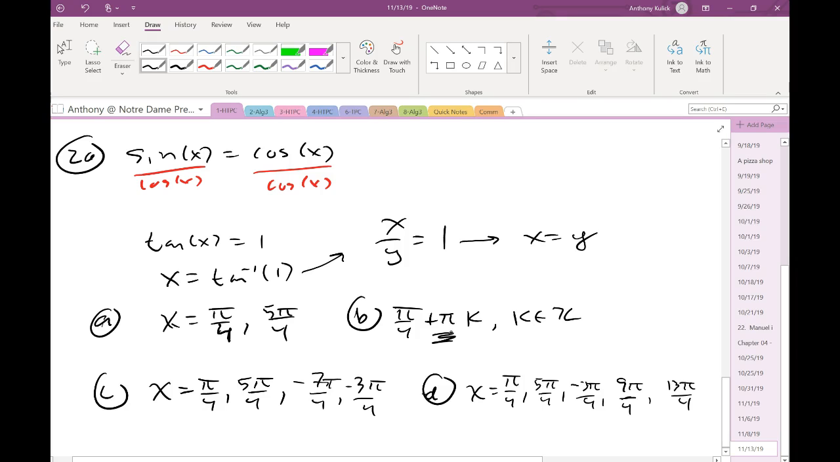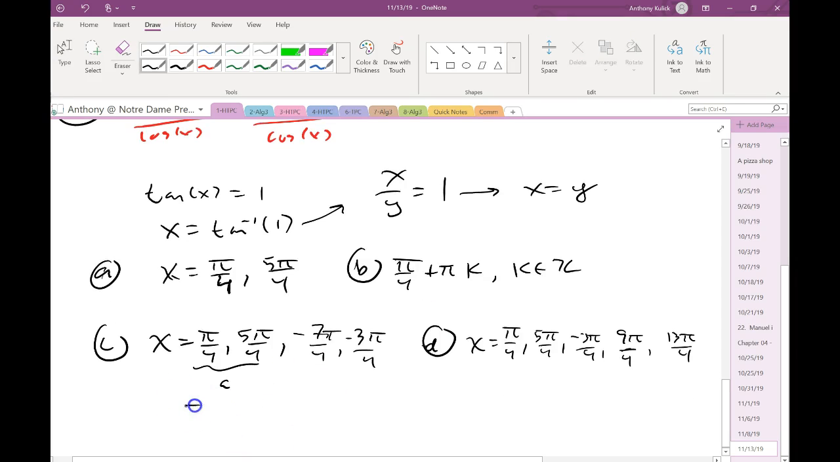Okay, I get that. And then for C, this is my answers from part A, because this is the stuff from 0 to 2 pi. And then this is, I subtracted 2 pi from each of those two answers, and that's going to give me my stuff from negative 2 pi to 0. So you subtract 2 pi? Yeah. Okay.